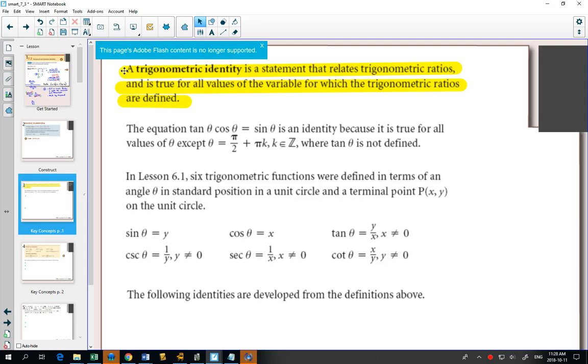You know some definitions that are trig identities. You know that cosecant theta is 1 over sine of theta. You know that secant theta is 1 over cos of theta. And you know that cotangent theta is 1 over tangent theta.